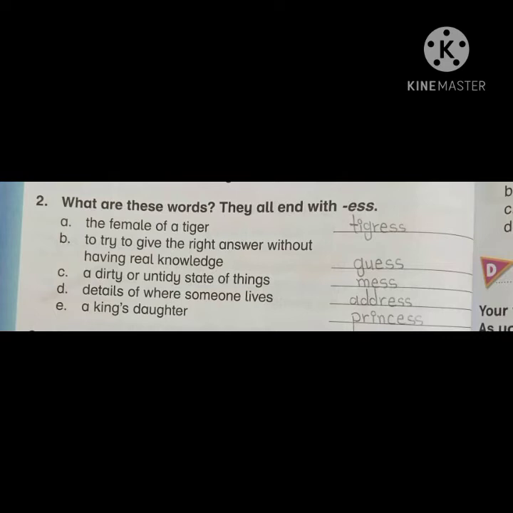The third one is, a dirty or untidy state of things. A dirty state of things is a mess. The next one is, details of where someone lives. The details where someone lives is the address of someone. The last one is, a king's daughter. A king's daughter is a princess.